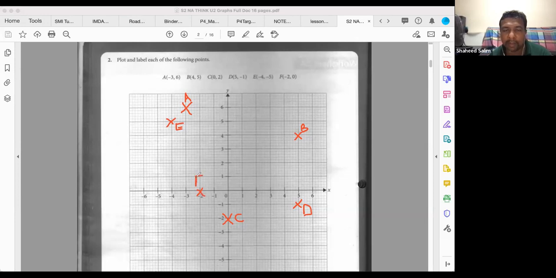Okay, please send me all those coordinates, the points that are wrongly drawn. You don't need to write "wrong". You just send your answer: A, B, C, D, E, F. Which one?